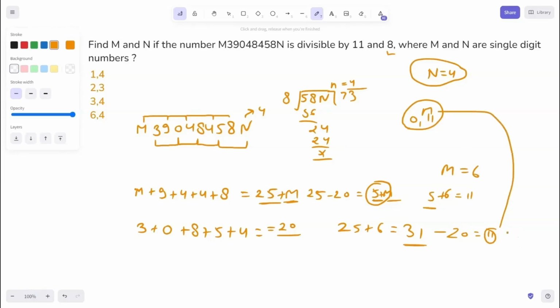So we can say that if we write the value of m as 6 and n as 4, this complete number will be divisible by 11 and 8 both. So 6 and 4, the fourth option, is the correct option. Thank you.